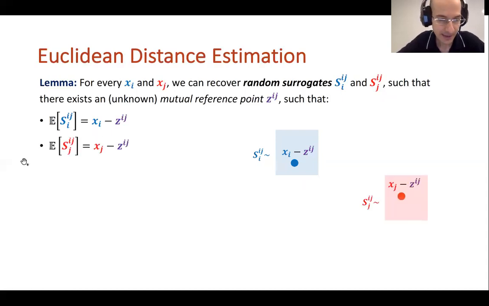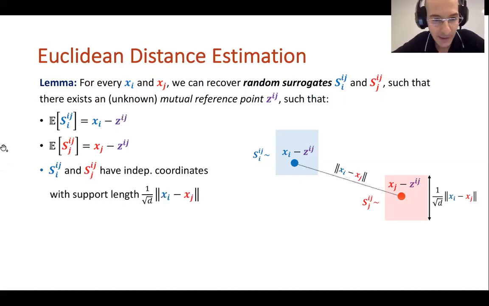And similarly, surrogate j is an unbiased estimator of xj. And each one of them has independent coordinates with support length proportional to the distance that I want to estimate. And designing these distributions is the difficult part. We managed to do this relatively recently by combining techniques from several previous papers.